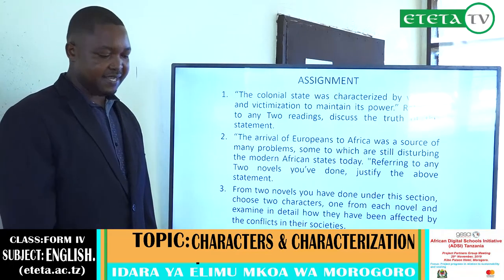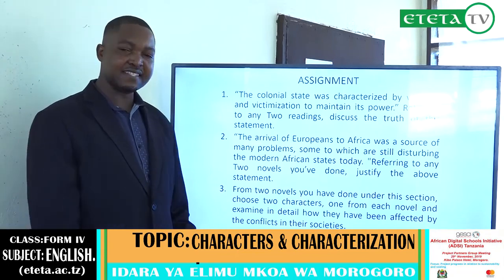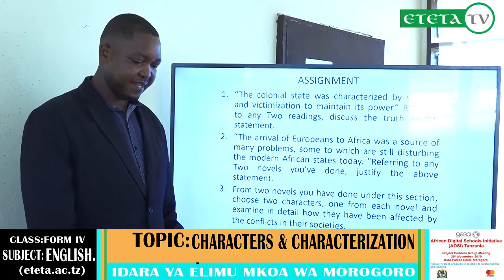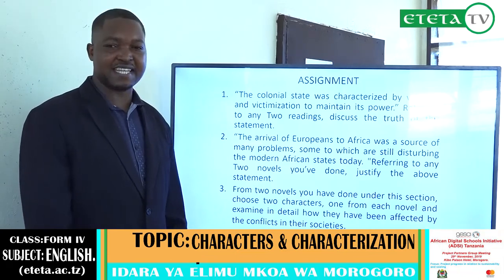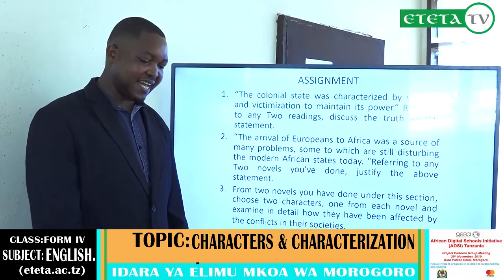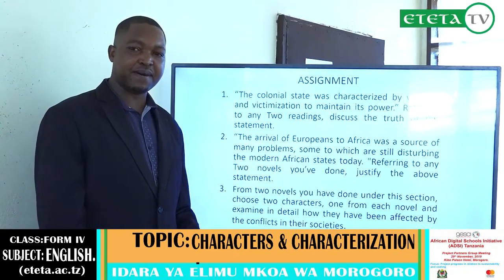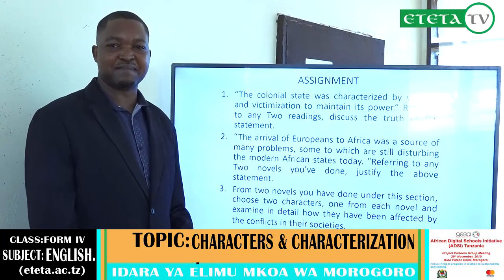The first question is, the colonial state was characterized by violence and victimization to maintain its power. Referring to any two readings, discuss the truth of this statement. The colonial state was characterized by violence and victimization to maintain its power. Referring to any two readings, discuss the truth of this statement.